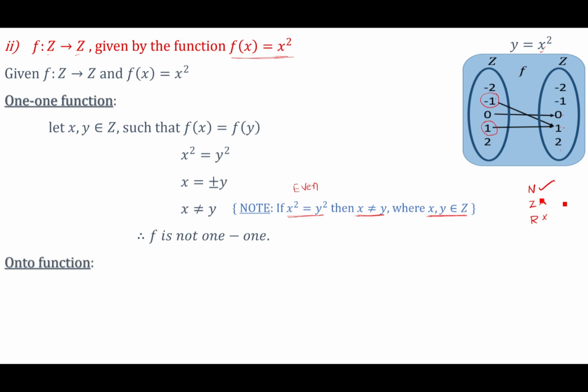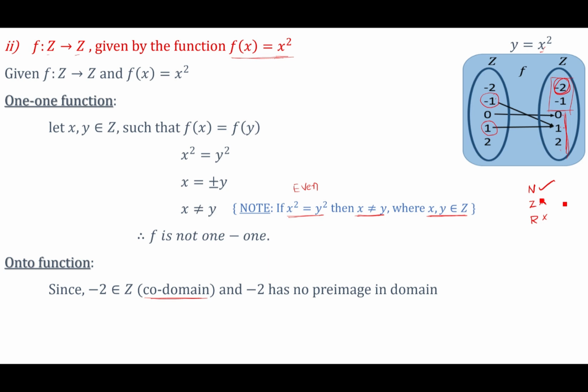From the image, it is clear that there are pre-images of all positive numbers. For negative numbers, we don't have any pre-image. Since -2 belongs to the codomain and has no pre-image in the domain, that is why the given function is not an onto function.